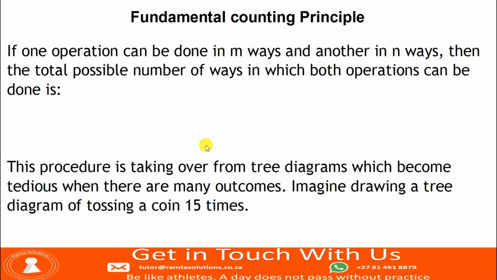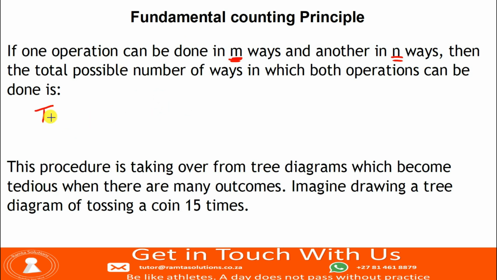Now, the counting principle goes like this. If one operation can be done in M ways, I want you to highlight this, and another in N ways, then the total number of ways in which both operations can be done is M times N. You are going to understand this shortly.